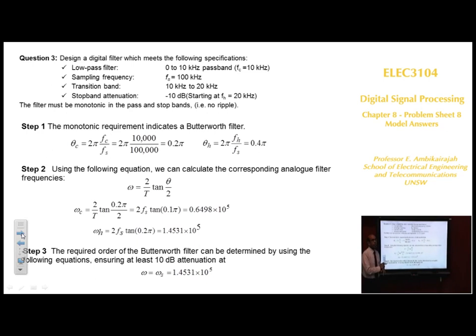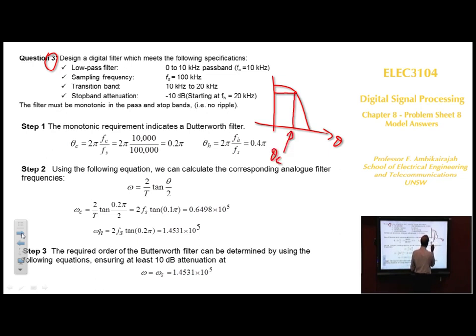Now, another question you have is a digital filter you are going to design, and the digital low pass filter meets this specification. So you know it is something like that. That's the theta axis, actually a digital filter, and it is 0 to 10 kilohertz. You're going to convert them into theta c, and then the sampling frequency is given. Fs is equal to 100 kilohertz, and the transition band is 10 kilohertz to 20. That part is minus 3 dB, and this position is minus 10 dB. It's all given to you.